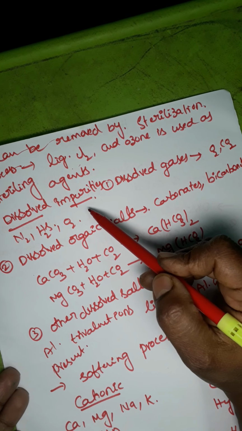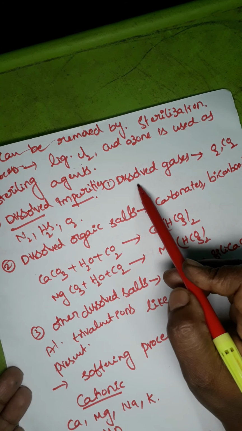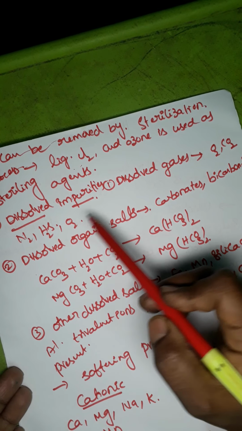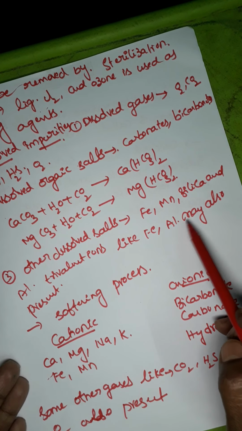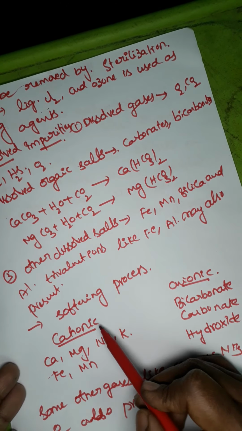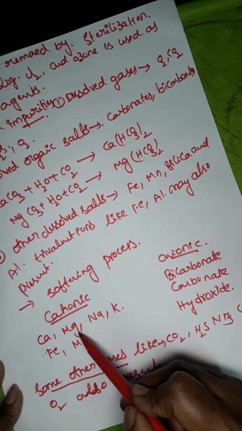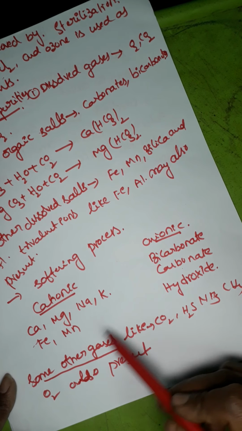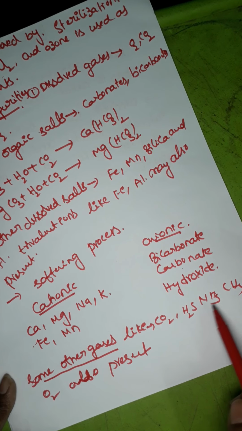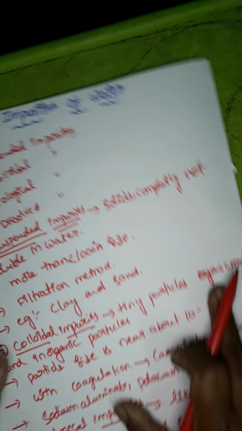And the fourth one is dissolved impurities. In dissolved impurities, dissolved gases, dissolved organic salts and other dissolved salts are present. For example, dissolved gases are oxygen, CO2, nitrogen, H2S, and O2. Dissolved organic salts are carbonates and bicarbonates. Other dissolved salts are ferrous, manganese, silica, and some trivalent ions like ferrous and aluminium. Along with this, some cationic impurities, anionic impurities, and other gases are also present. Cationic impurities are calcium, magnesium, sodium, potassium, ferrous, manganese, and anionic impurities are bicarbonate, carbonates, and hydroxides. Other gases are carbon dioxide, H2S, and some oxygen. These are the impurities present in the water sample. Thank you very much.